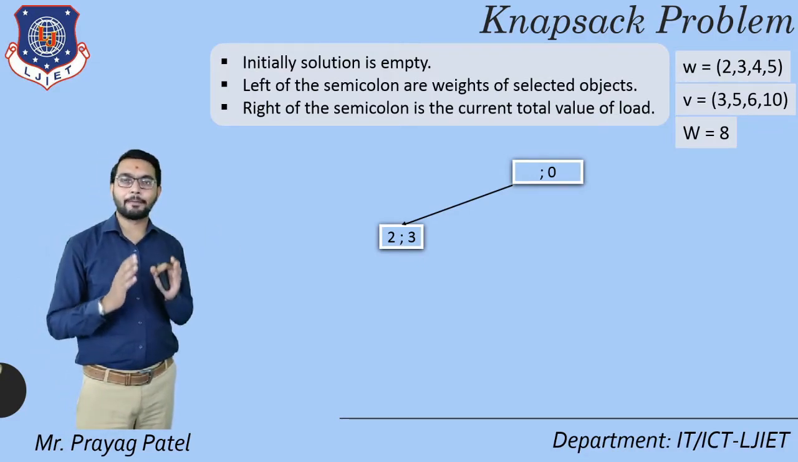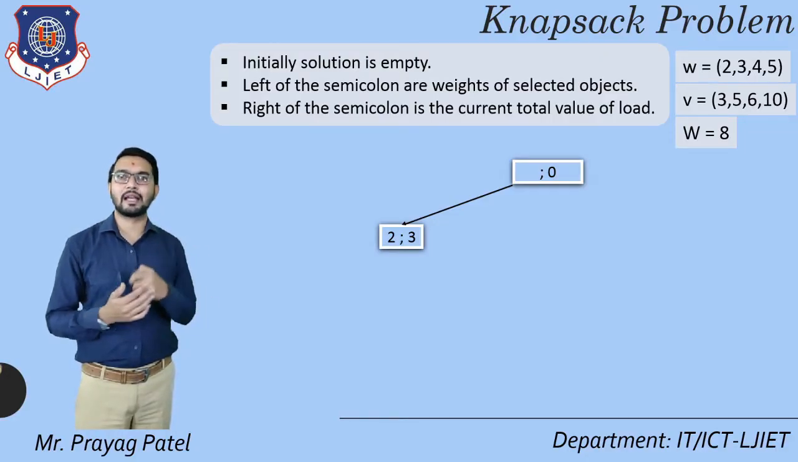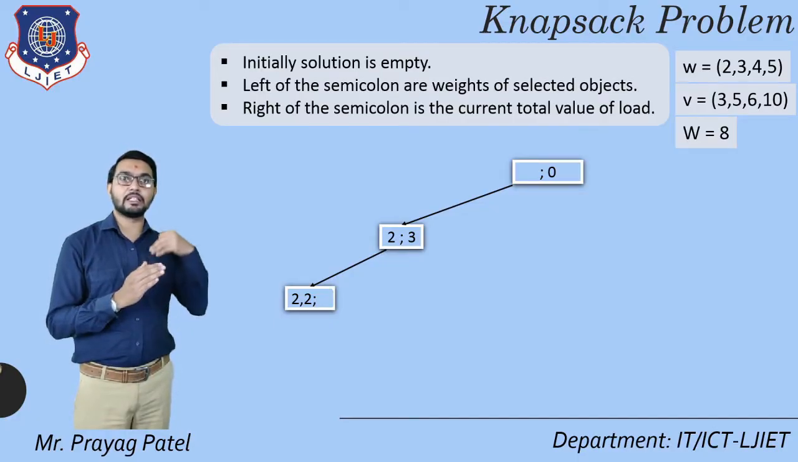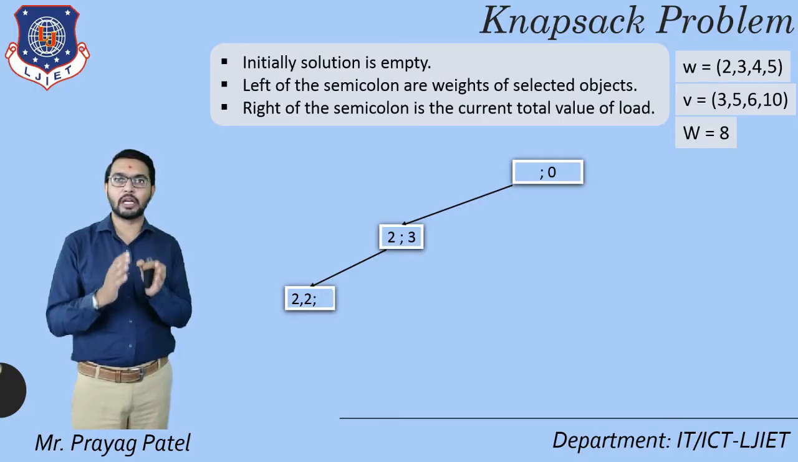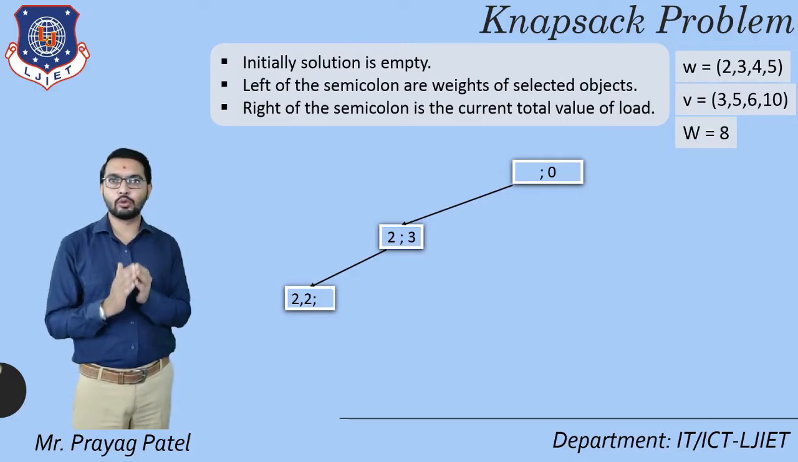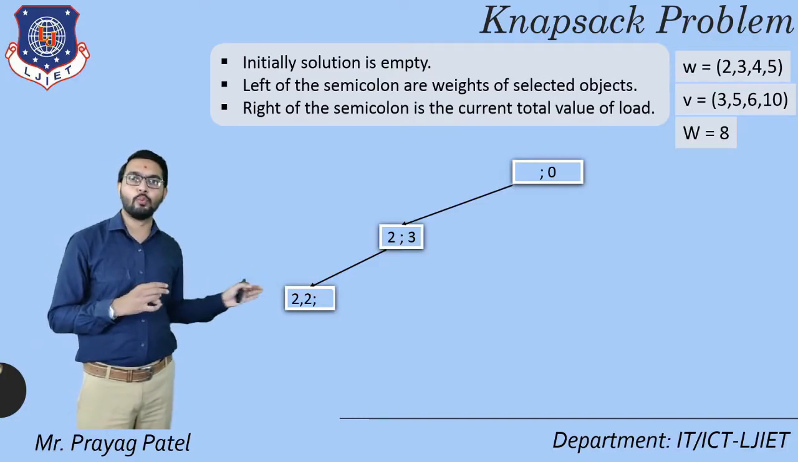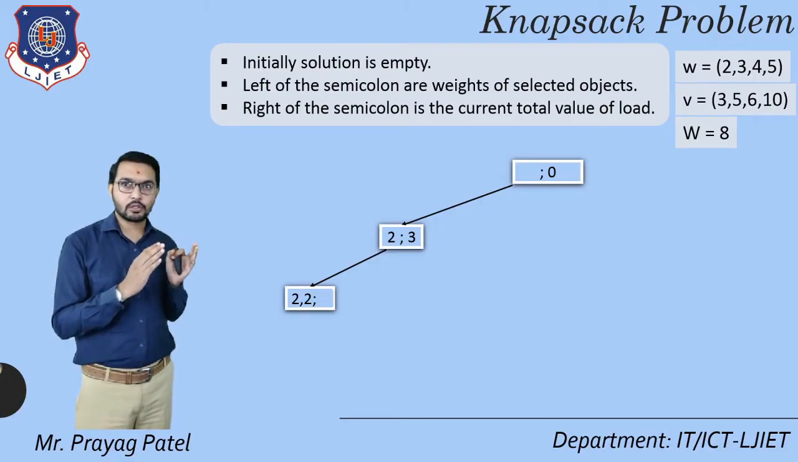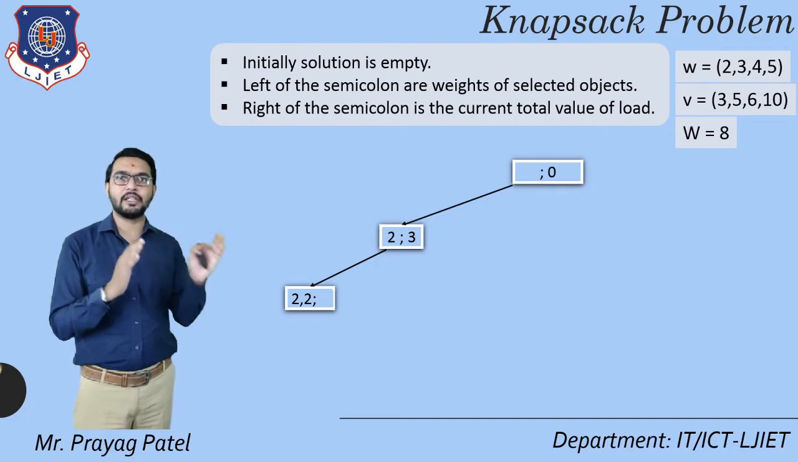Now after selecting one object of 2 kg, how many possibilities are there? Here consider the next possibility: if we select the second object of 2 kg, means 2 times we select object number 1, weight equal to 2 and profit equal to 3. So here consider weight as 2, 2, means the addition of these two is 4. Now check whether this total weight is less than or equal to the capacity of the knapsack.